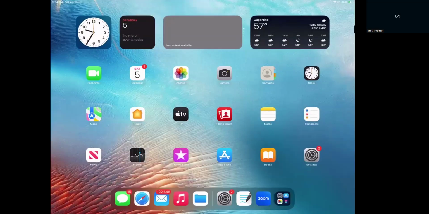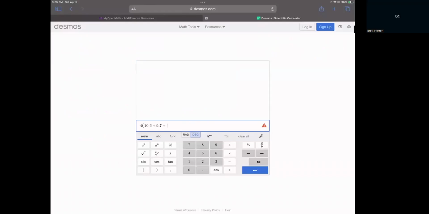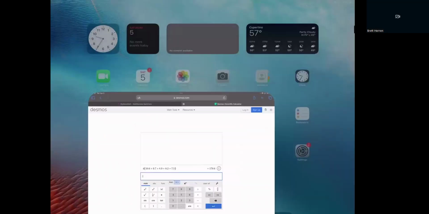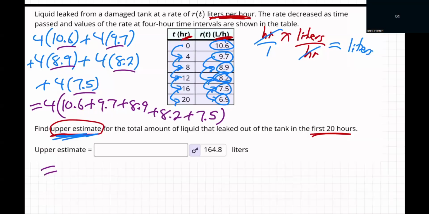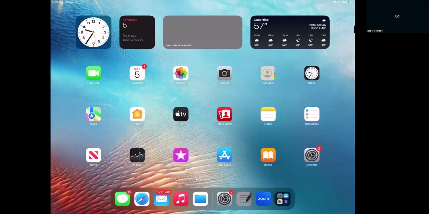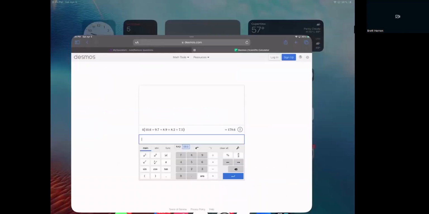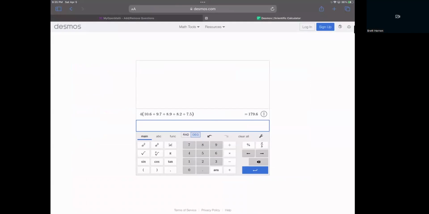4 times 10.6, 9.7, 8.9, 8.2, 7.5. And we get 179.6. Oops, did I do something wrong? 10.6, 9.7, 8.9, 8.2, 7.5, times 4.